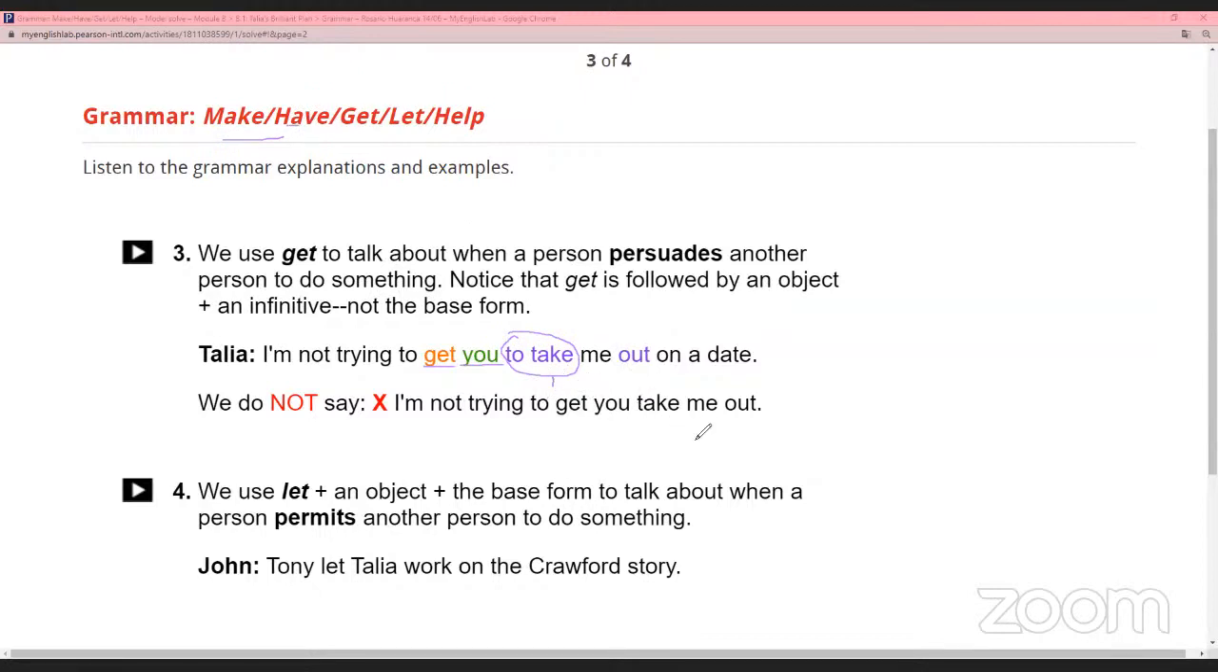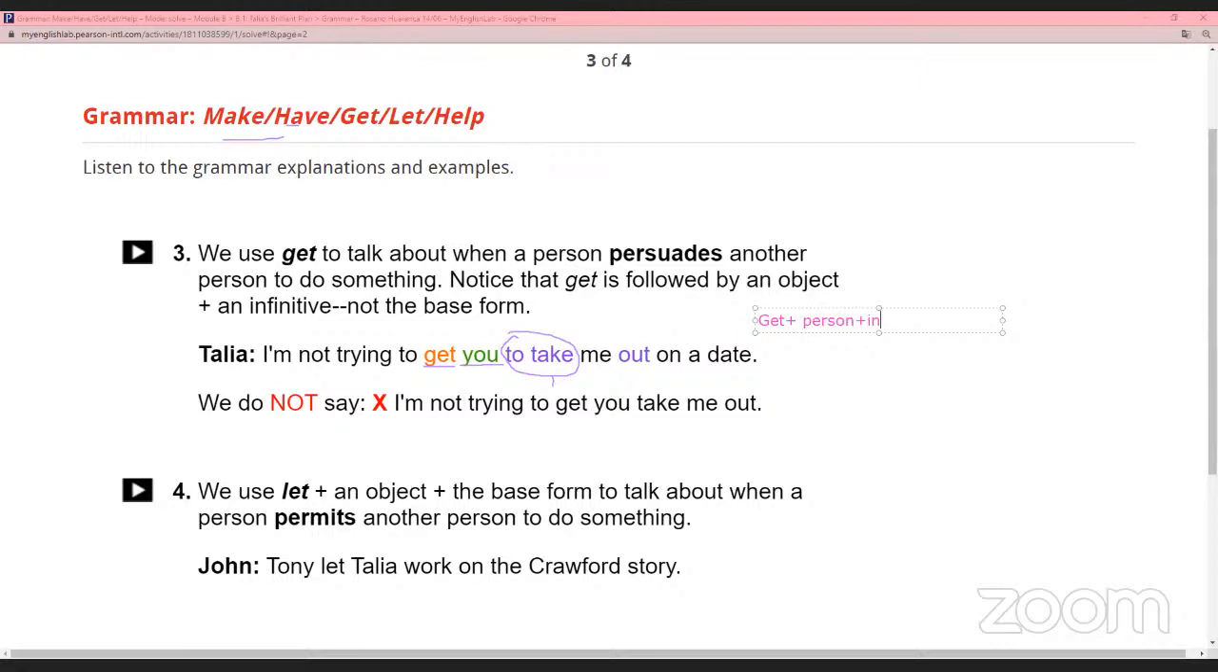I'm not trying to get you, take me out. No, that's terrible. That's a common mistake. So the correct one is, I'm not trying to get you to take me out on a date. So we have the causative verb get, and the person who is going to do something for us. Give me a second, I'm going to write it instead. Get, the person.